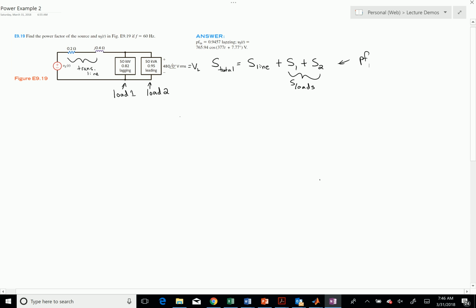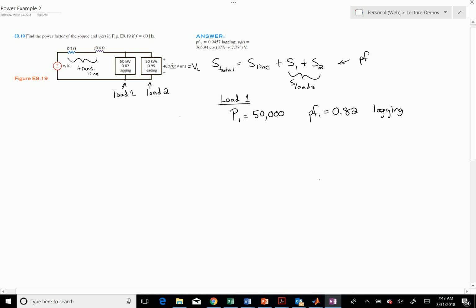I'll be able to figure out information about Vs. To approach this problem, to start out with, I look at load 1 and load 2 separately to figure out what's happening with each of them. For load 1, I've been told that it's 50 kilowatts at 0.82 power factor lagging.